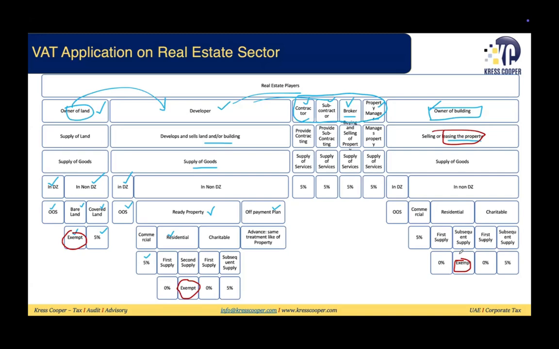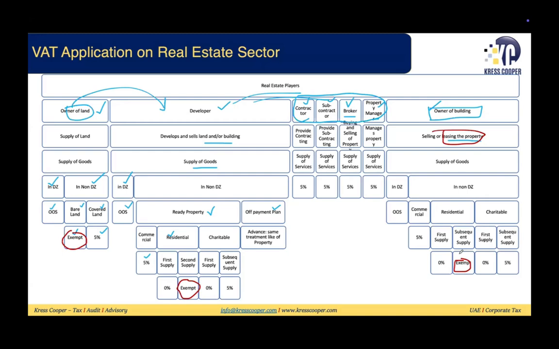Whenever the developer is supplying ready residential units, not commercial, and this is a subsequent supply other than the first supply, the input tax will be blocked. And when the owner of the building is supplying any building, any subsequent supply of the residential building is exempt and input tax will be blocked.